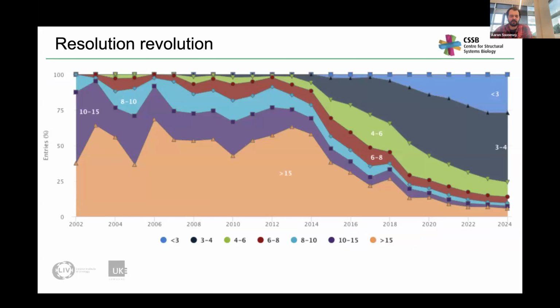Since 2014, there's been this resolution revolution. And what that means is that today, the majority of the structures which are being deposited in the PDB and the reconstructions in the EMDB are at better than 4 angstroms in resolution. Of course, this is just an average resolution. So that means that parts of the models will be at much lower resolutions, and parts might even be at higher resolutions.